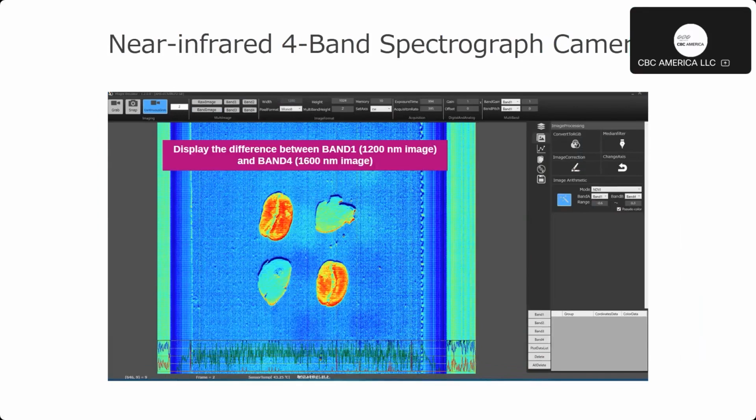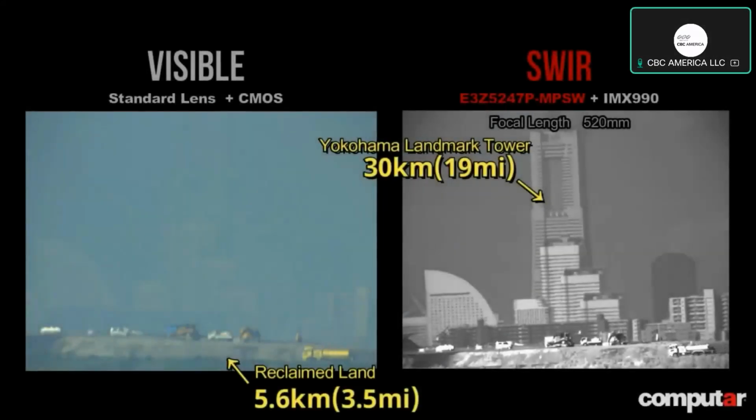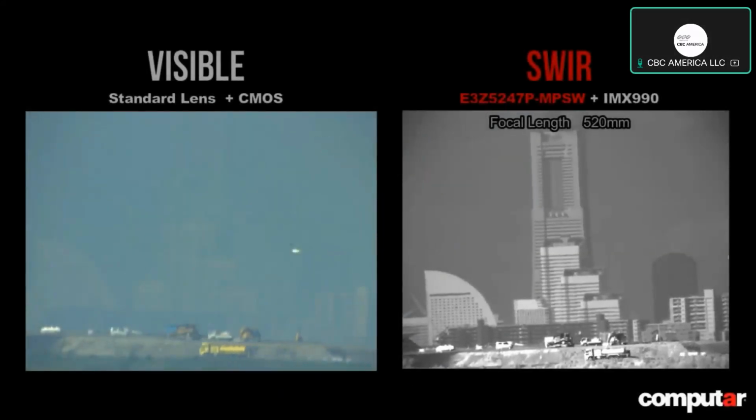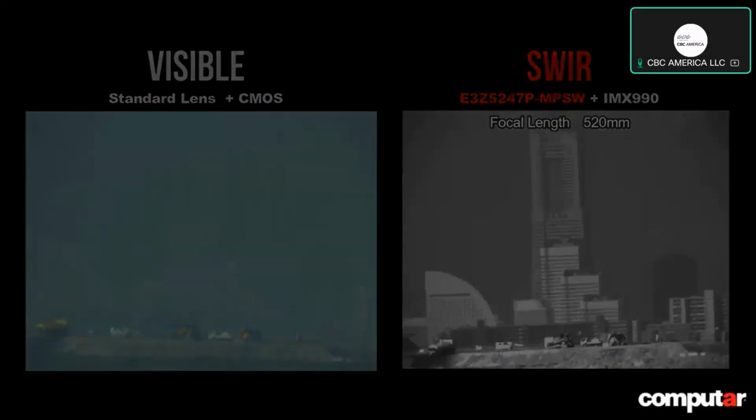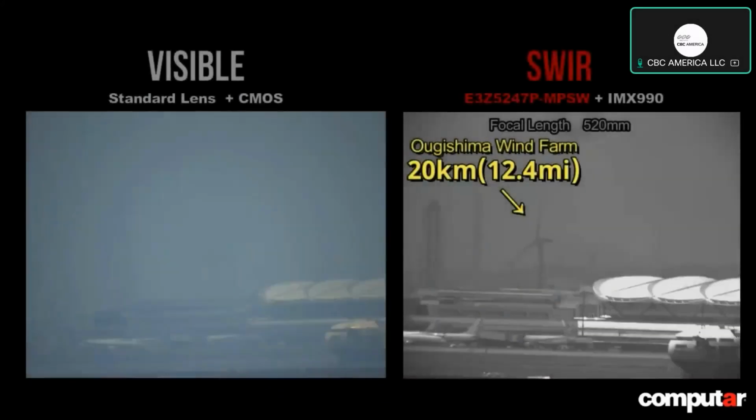This is footage using a color camera and the SWIR camera. The image on the left was taken with a color camera, and the image on the right was taken with a SWIR camera. This is an image of Yokohama Minato Mirai, taken from Mihama in Chiba Prefecture. Mihama is about 30 kilometers away from the Landmark Tower. You can see the SWIR captured clear images over the long distance.